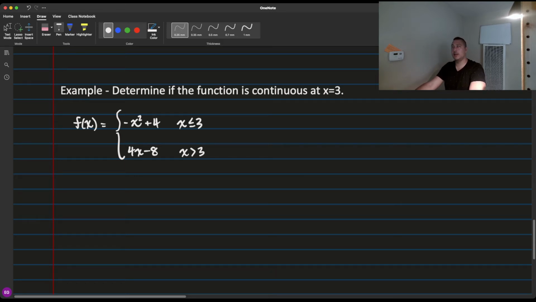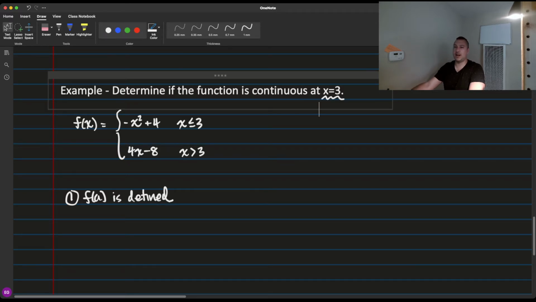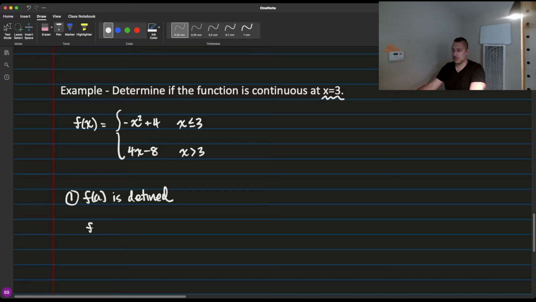Okay, so notice we're interested in figuring out the continuity of the function at the point where the graph shifts. So we go to criteria 1. F of a needs to be defined. We're talking about the continuity at 3, so a is 3. So you ask yourself, is f of 3 defined? Well, it's a piecewise function, and for x equals 3, you plug it into that one, so you're going to get minus 3 squared plus 4, which is negative 9 plus 4, which is minus 5. Yes, it is defined. Criteria 1 is satisfied.